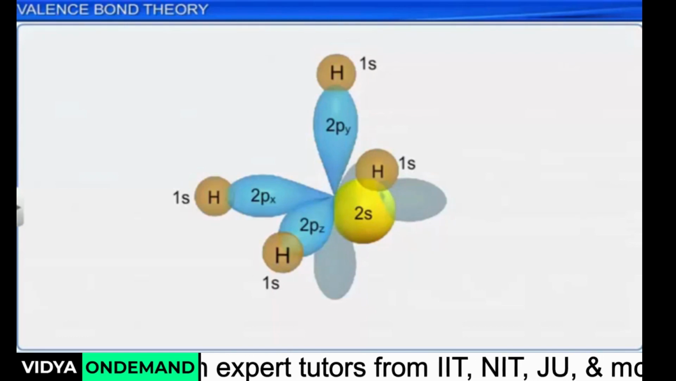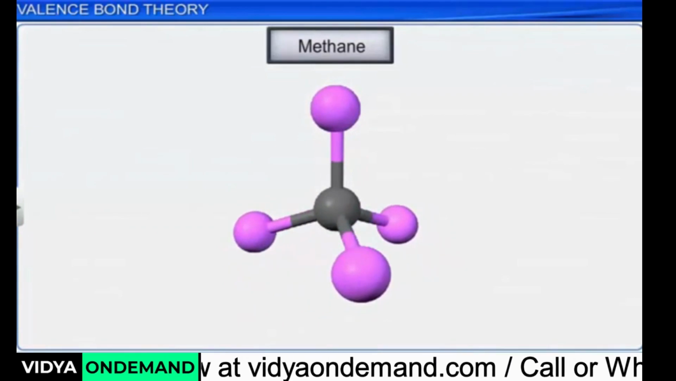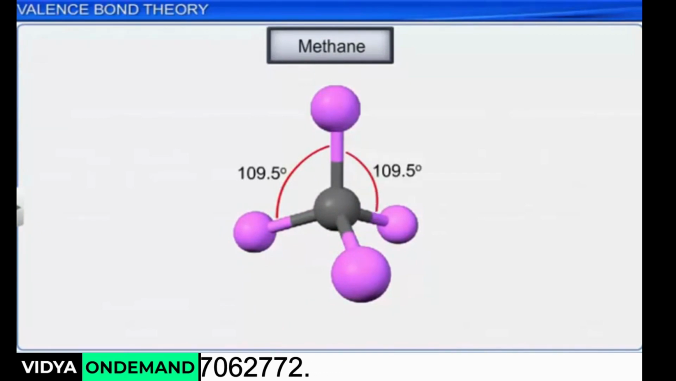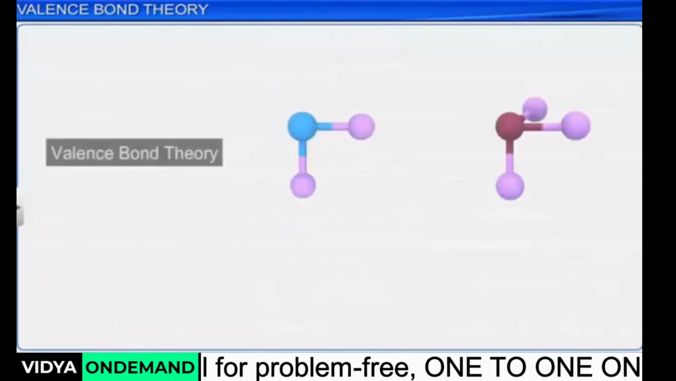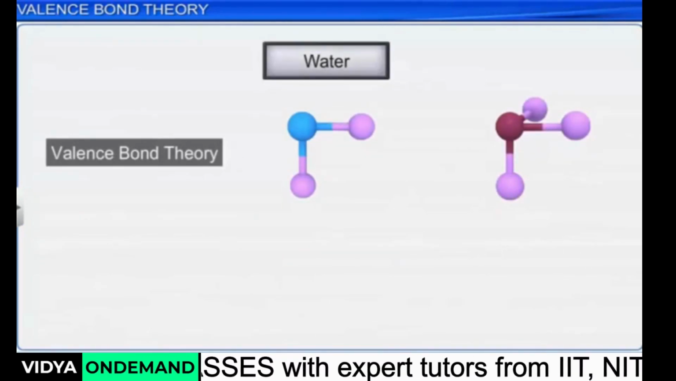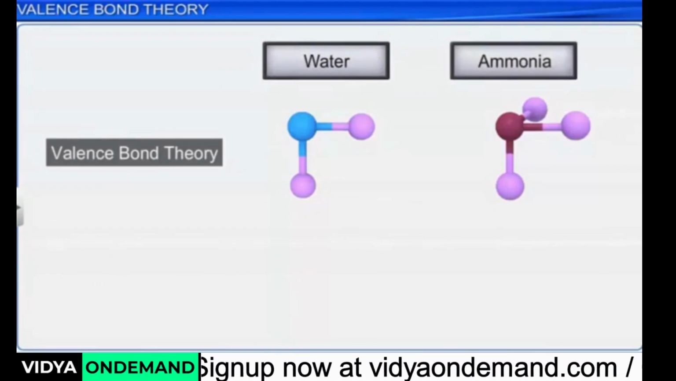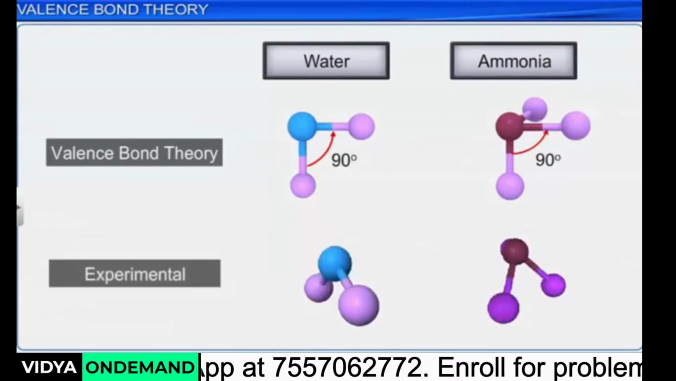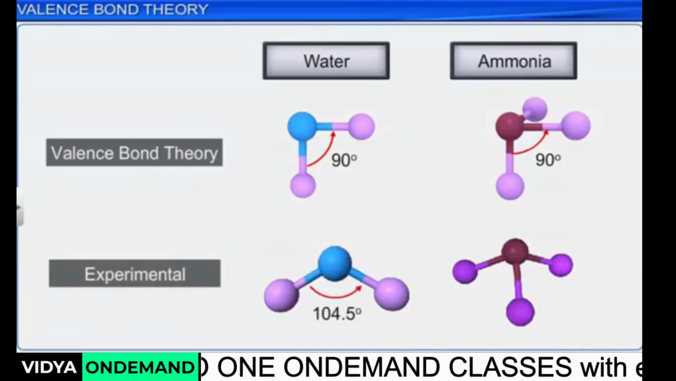But experimentally it is observed that all the four bonds are exactly identical in all aspects and are oriented at a bond angle of 109.5 degrees. Similarly, valence bond theory cannot account for the correct bond angles in water and ammonia. While valence bond theory predicts a bond angle of 90 degrees in them, the experimental result suggests bond angles of 104.5 degrees and 107 degrees respectively.